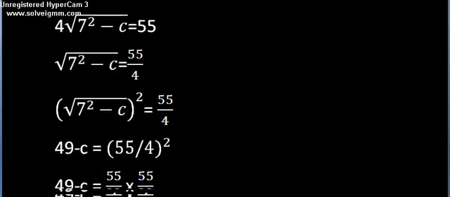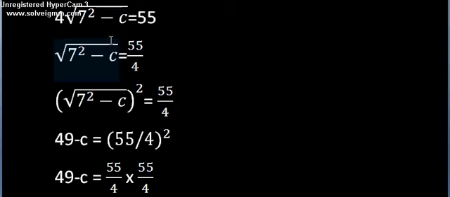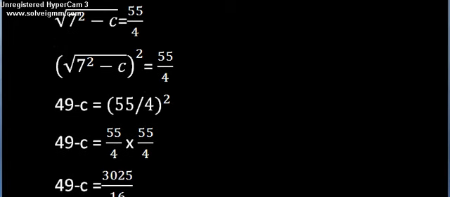Now you want to remove this symbol because you have to find the value of c. For finding the value of c, you will remove this symbol. For removing this symbol, you will take the square of both sides. Now when you will take the square of both sides, it will become 49 minus c equals to 55 over 4 whole square. Here also, in this term also, you will take the square.